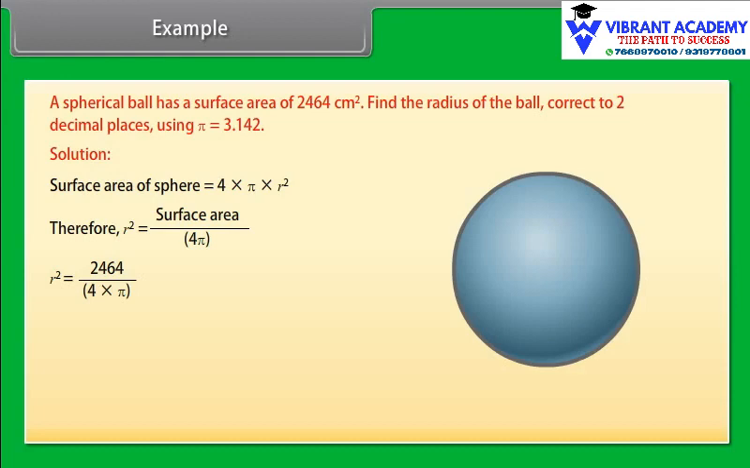A hemisphere is obtained by cutting a sphere into two equal halves by a plane passing through its center. Curved surface area of a hemisphere is equal to half the surface area of a sphere. That is equal to 2πr². Total surface area of a hemisphere is equal to 3πr².